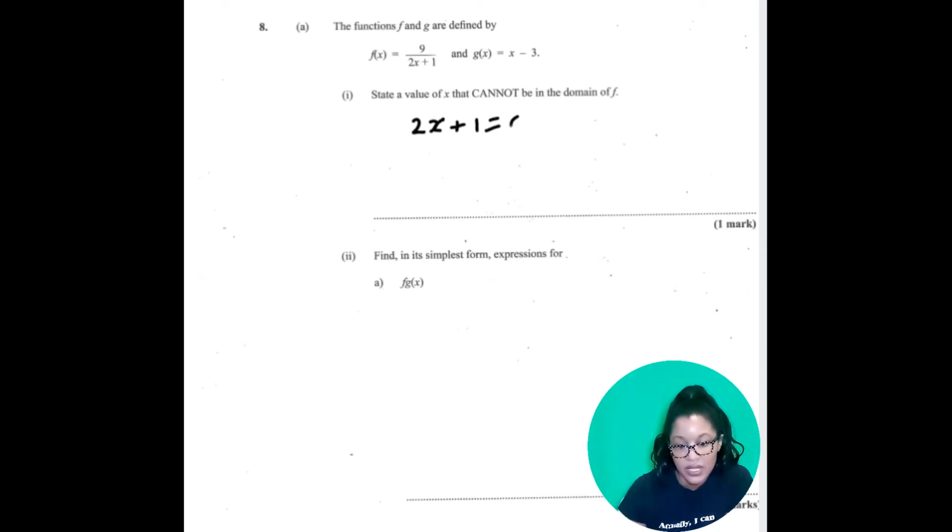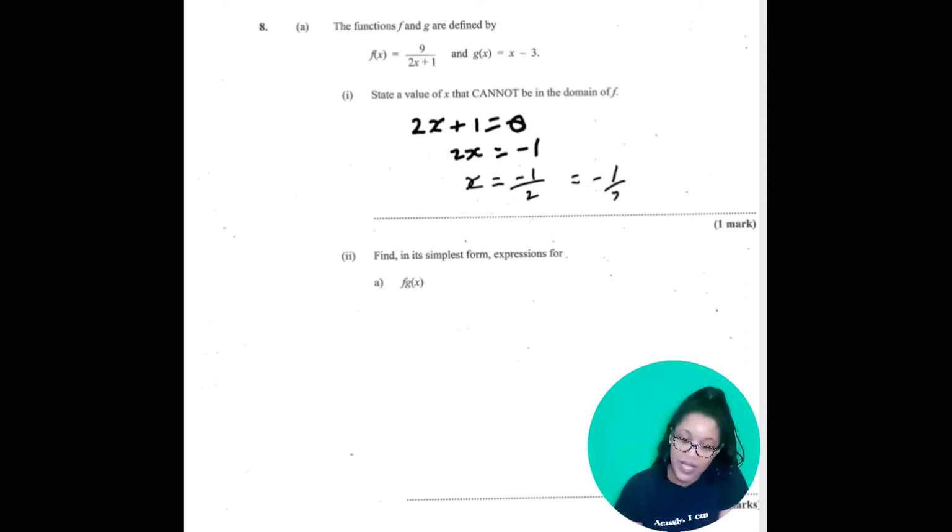So we put 2x plus 1 is equal to 0, which is the denominator. We solve for x. So 2x is equal to negative 1 and x is equal to negative 1 over 2. So x cannot be negative a half. It could be anything else.